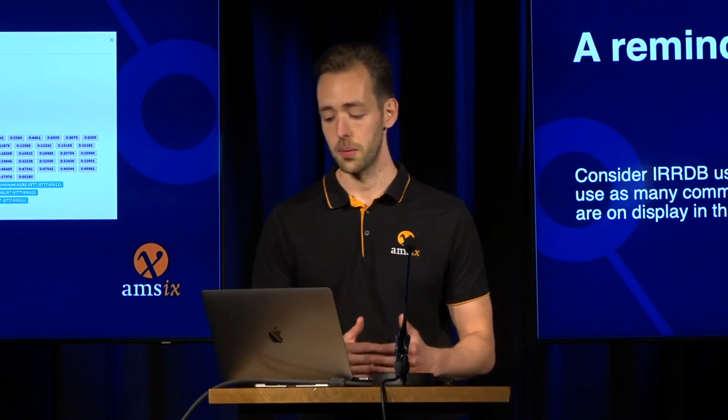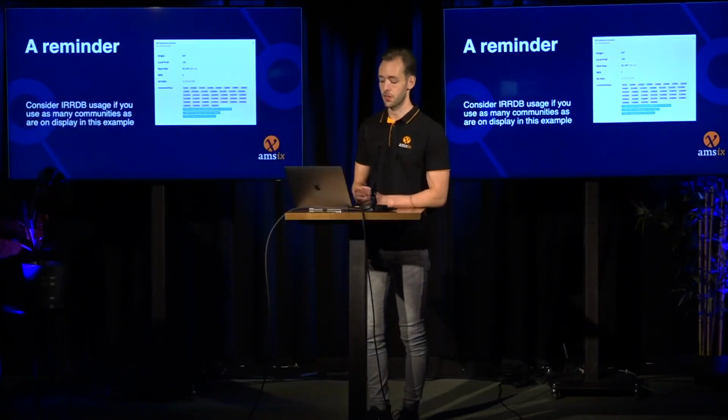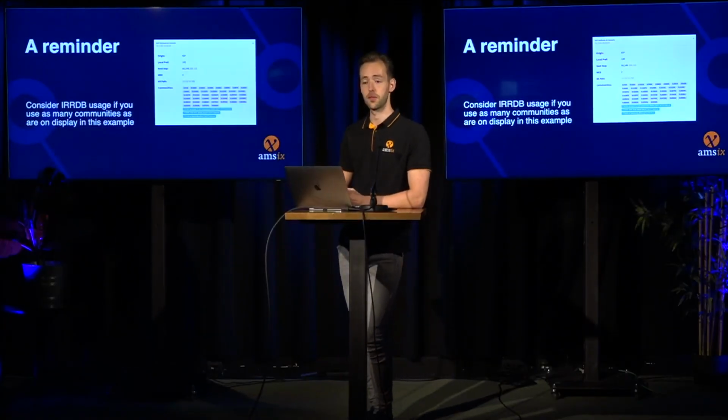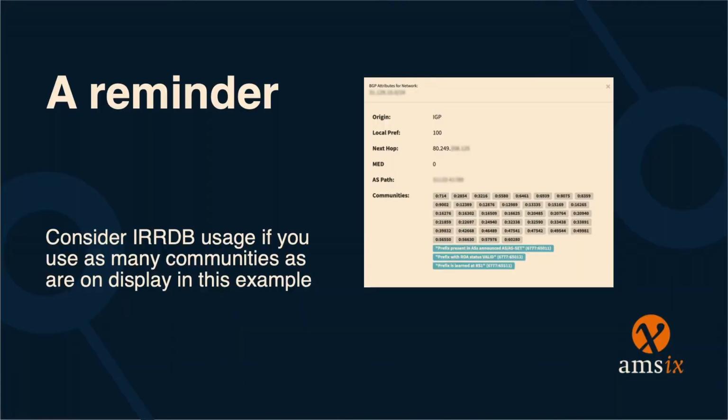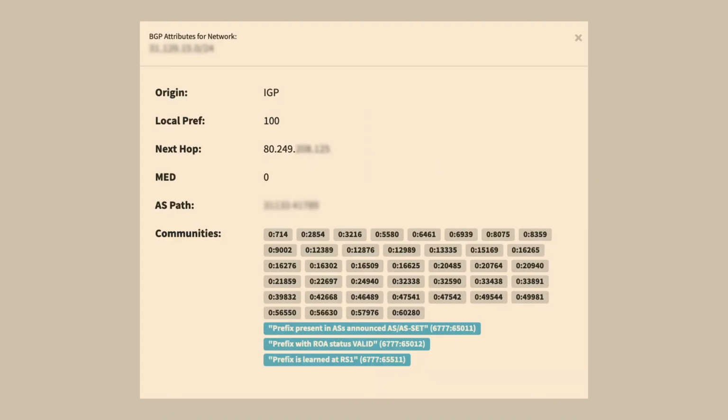If you're using as many communities as are listed here, please consider the use of IRRDB filtering because it is less of an administrative burden. Not only that, the route servers also parse every single community, and we would like to request you to look into IRRDB filtering if you use as many communities as you do, as shown on the looking glass.